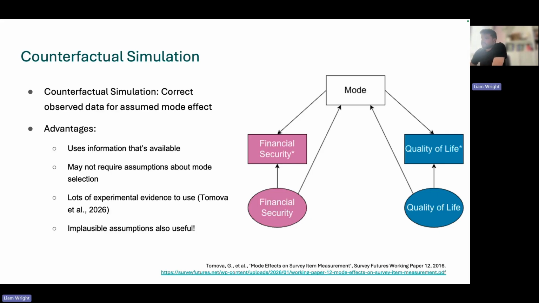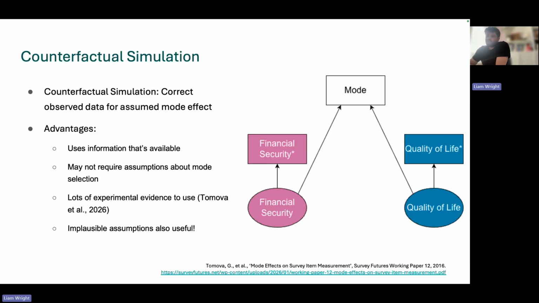All we're simply doing, rather than using a conditioning strategy to account for mode, which would lead to collider bias, is using counterfactual simulation to remove those arrows from mode to the variable that we use. So we're removing the association due to mode effect with the simulated variables, on the assumption that that's correct.